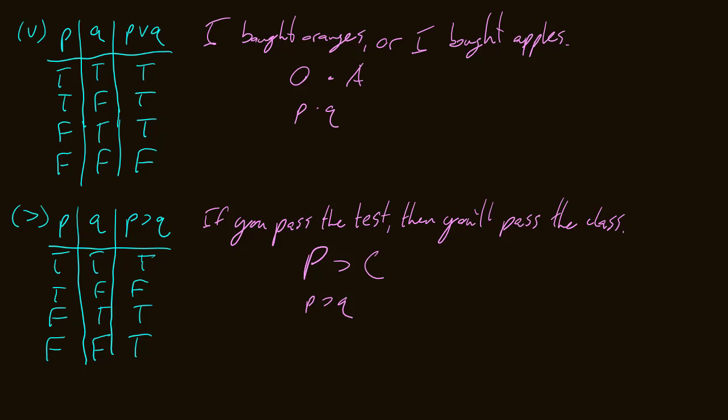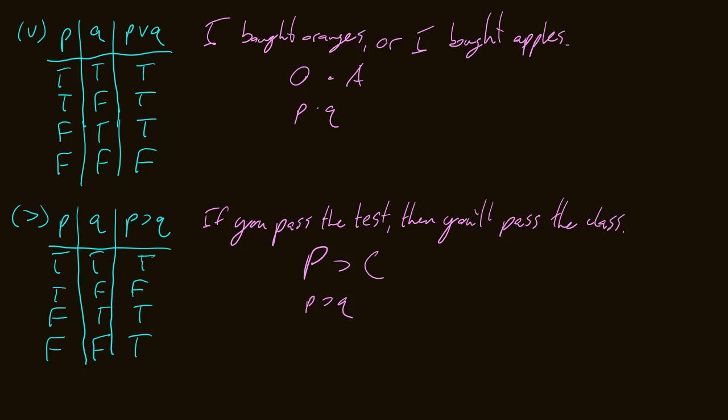I'm strictly talking about the cases where if you do pass the test, right? But you didn't even make that requirement. You failed the test, but you passed the class. So you wouldn't necessarily call me a liar in this situation, right? So when P is false and Q is true, P then Q will also be true.